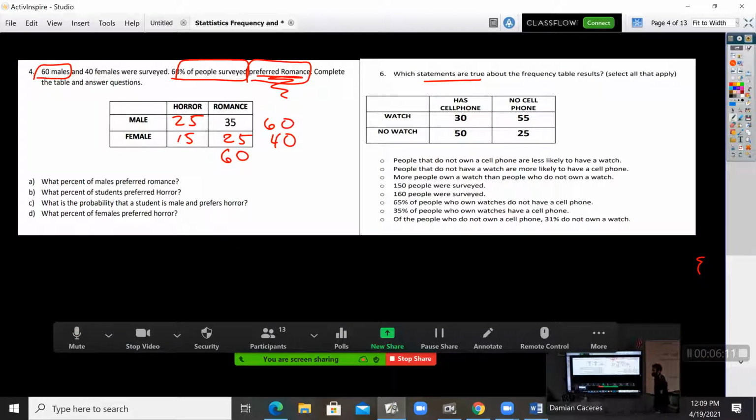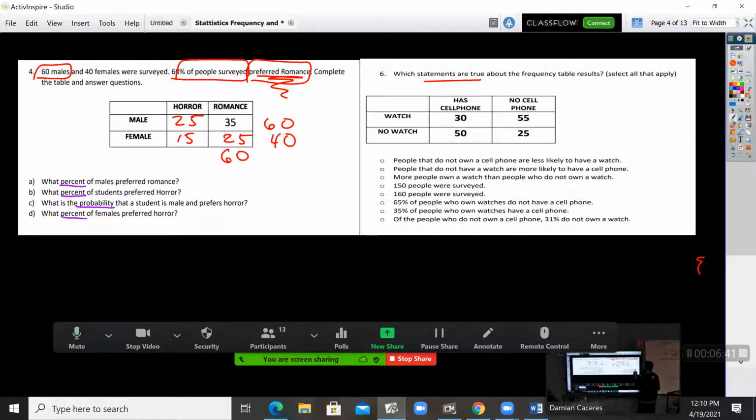So let's look at these questions. First of all, A, B, and D ask you what percent. C asks you probability. So the only difference between how you do A, B, and D and C is that you're not going to divide at the end and move the decimal to change it to a percent. But the work is exactly the same. You just leave it as a fraction. A probability has to be a fraction answer. So let's set it up.